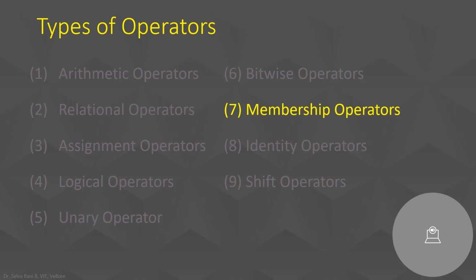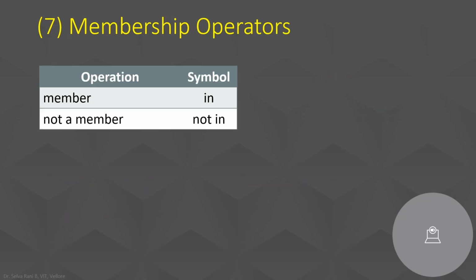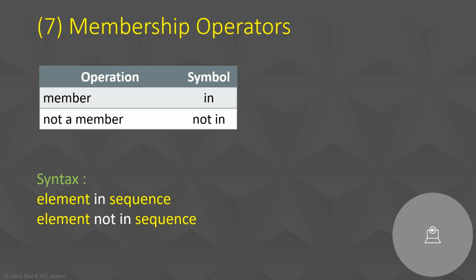The next type, membership operators. Here we have two membership operators which are represented with the help of keywords in and not in. If we want to check whether an element belongs to a sequence, then we can use the in keyword. And if we want to check whether the element is not a member in a sequence, then we can use the keyword not in. The syntax is element in sequence, where in is a keyword followed by the sequence in which we want to check the membership. Element not in sequence. That's the second thing.